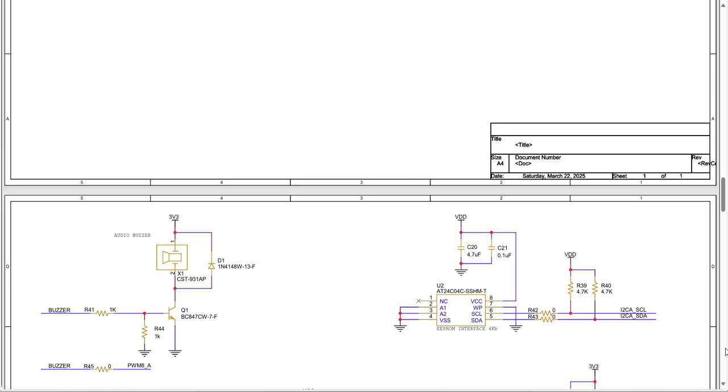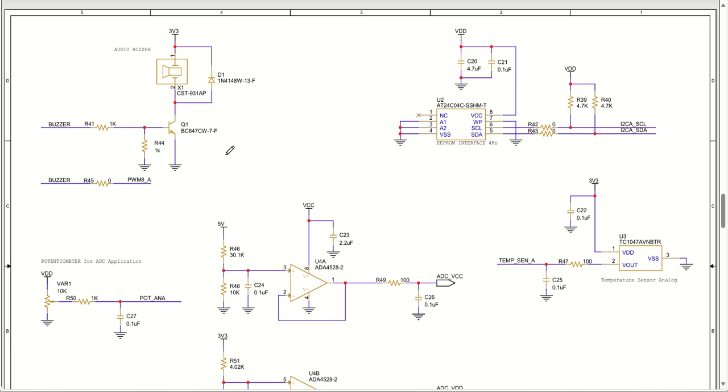Let's move to the next one. We have some discrete devices, as we have been already talking to you about. We have one audio buzzer, which is a magnetic transducer. This magnetic transducer requires a 2.73 kilohertz PWM signal of 50% duty cycle. One of the PWM signals, PWM8A, has been used as the buzzer signal, and this buzzer signal is voltage divided here and then sent to this transistor. This is how the audio buzzer gives a beep sound for alarm purposes.